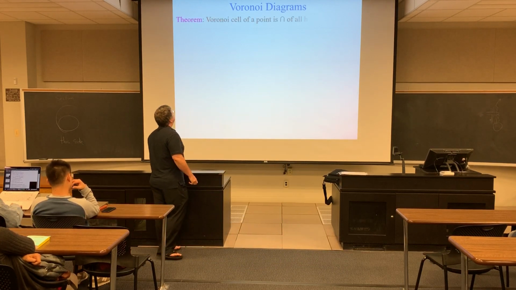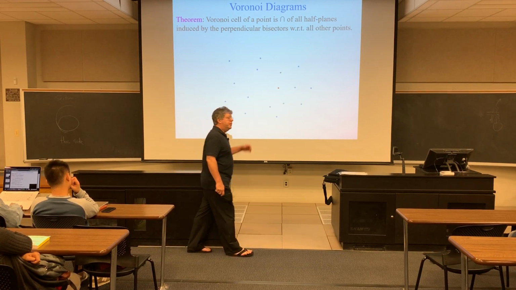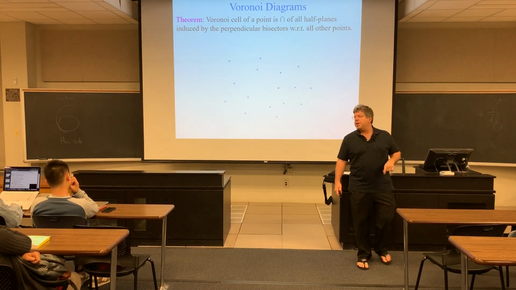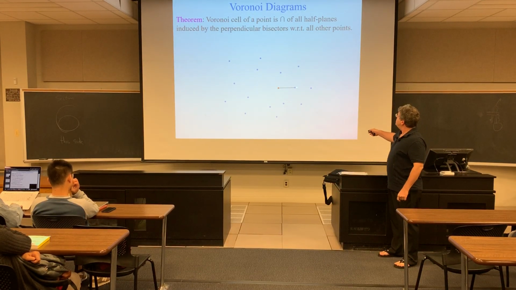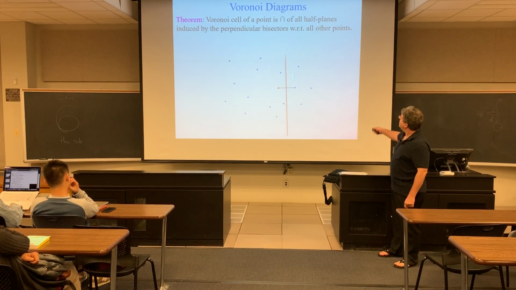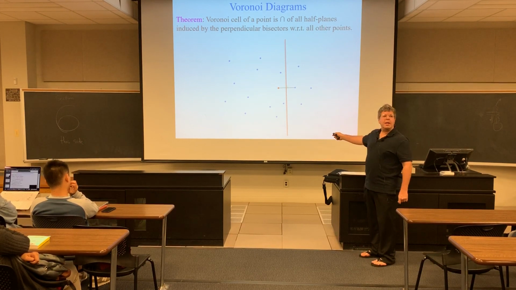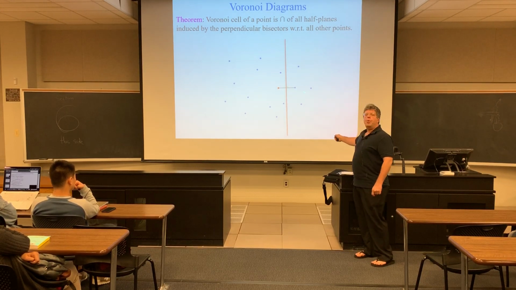Now let's look at a more general case. So we notice that the Voronoi cell of a point is the intersection of all the half-planes associated with that point. And here's what we mean by half-plane. Draw a line to some particular neighboring point like this, and look at the perpendicular bisector. So all the points on the left of this red line are closer to this red point than all the points on the right of this red line, which are closer to the blue point, not the red point.